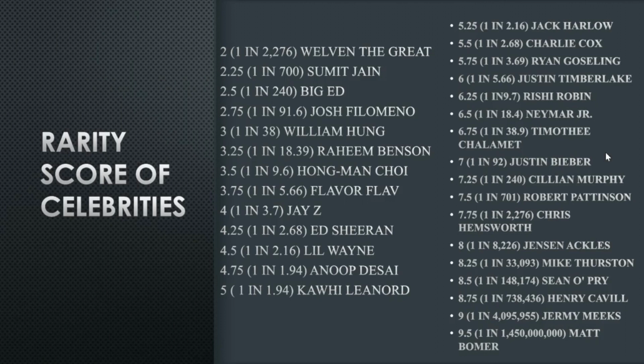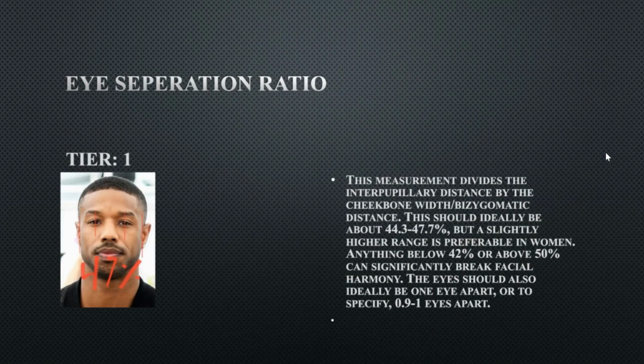These are the rarity scores of other celebrities, so y'all can compare. Alright, so let's start off with the eye separation ratio. It goes from the distance between the pupils versus the distance between the cheekbones, and his is at 47%, so this is ideal.